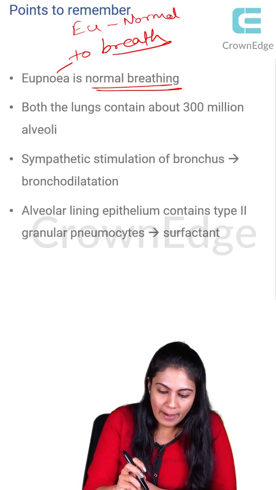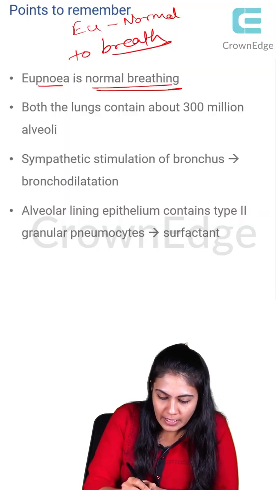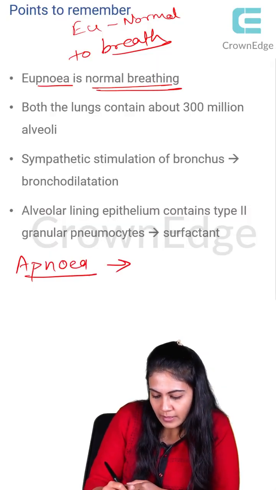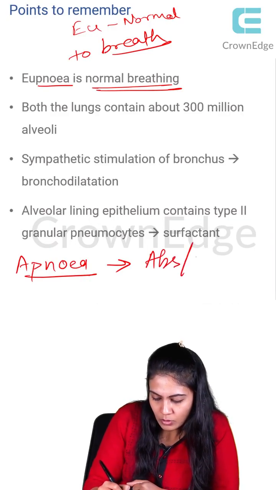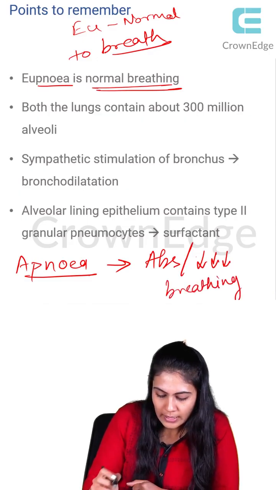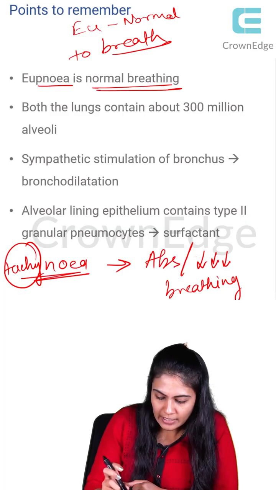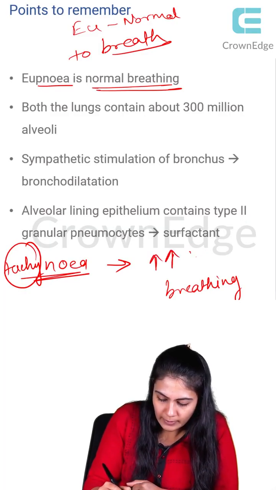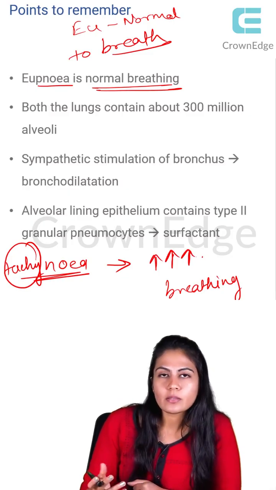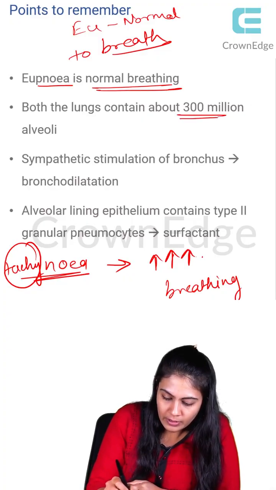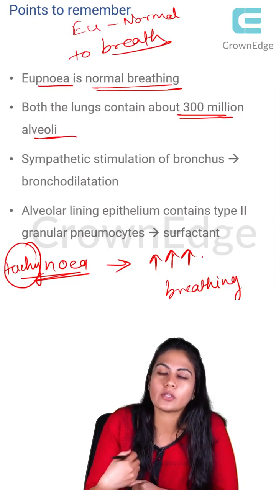If we call this apnea, what will happen? If this pnea is the same and we write it as apnea, that means absence of breathing, or absence or decrease in the breathing. Tachypnea, what do you mean by that? Tachypnea means increase in the breathing. Tachy means more, right? So tachy means increase in the breathing, right? So these are some terminology that you have to remember. Both the lungs contain 300 million alveoli. They do not ask you, but you have to remember that.